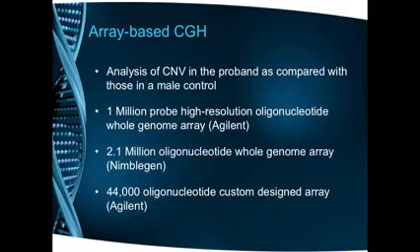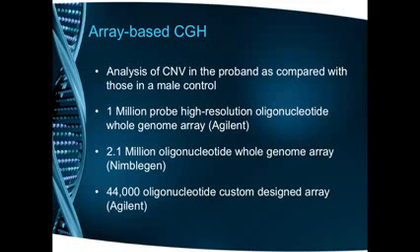They also did array-based CGH. First, actually, they wanted to compare the proband to a normal male control. And they used 3 different arrays, one from Agilent, one from Nimblegen, and then a 44K array also from Agilent that was custom designed to focus on neuropathic disorders.